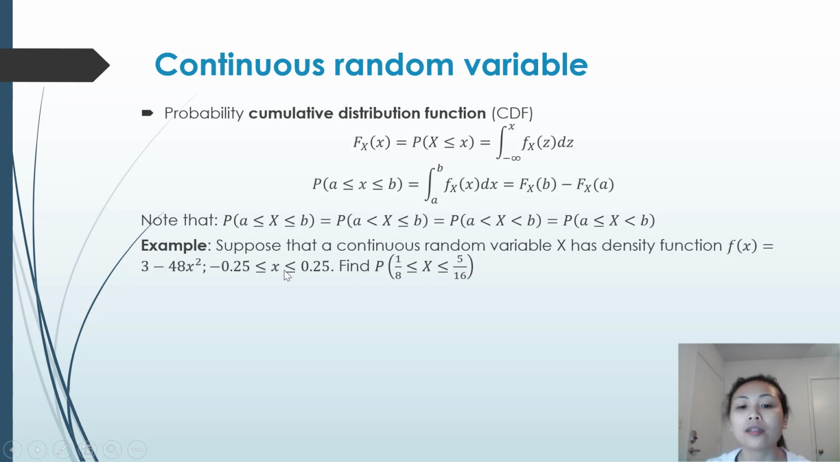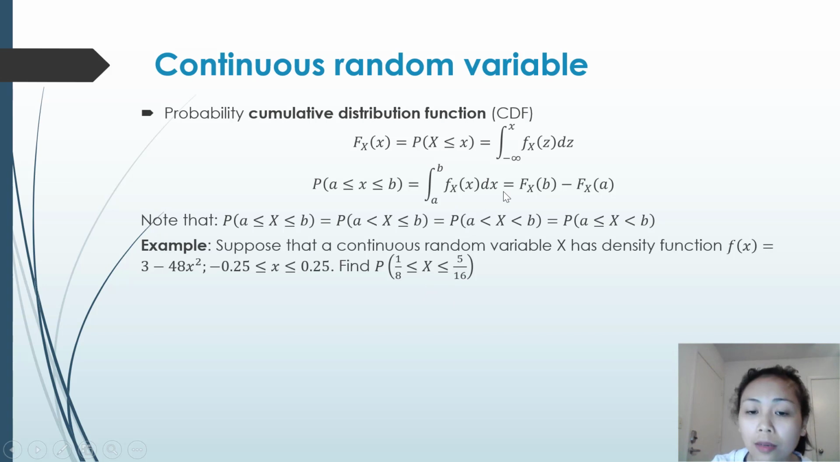For example, suppose that a continuous random variable X has a density function f of x equal to 3 minus 48x squared, where x is between 0 and 0.25. Find the probability that X falls in the closed interval from 1/2 to 5/16. This is a continuous case because the possible values of x cannot be listed. It's any number from 0 to 0.25. So to find this probability, we follow this formula.